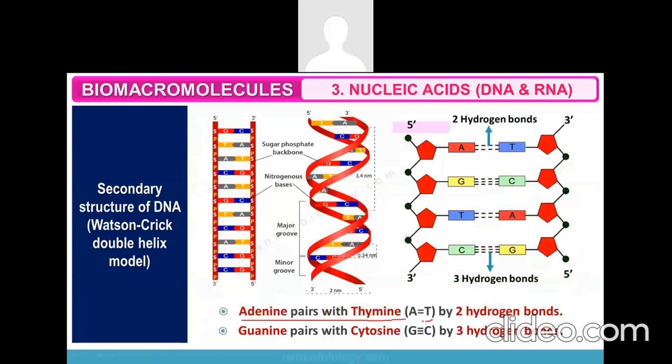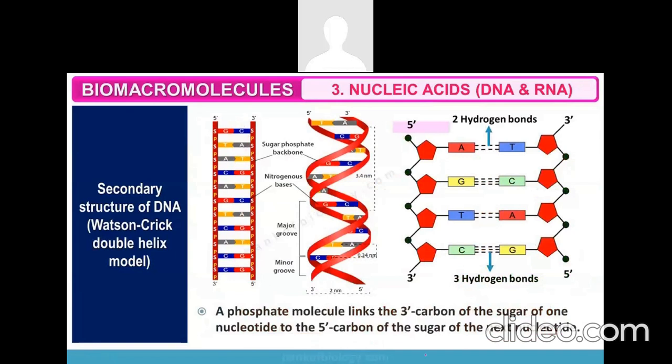We should also know that adenine always pairs only with thymine, that is A double bond T, where the 2 represents the 2 hydrogen bonds, and guanine always pairs only with cytosine by a triple bond, that is by 3 hydrogen bonds.